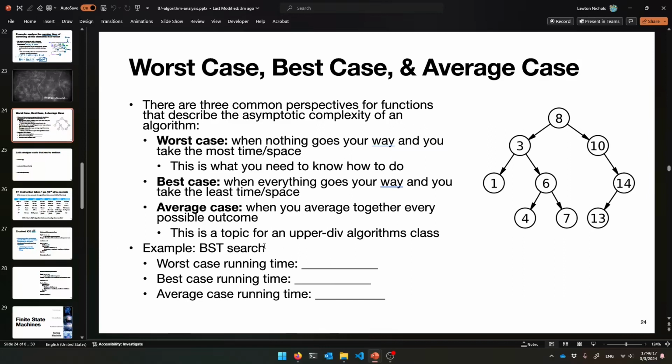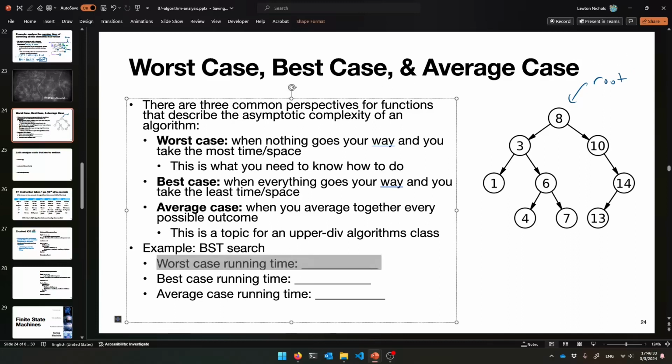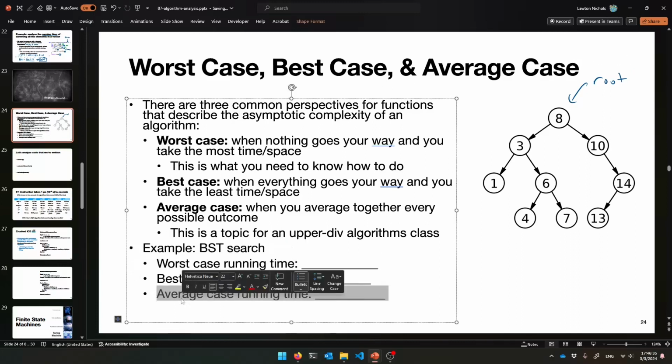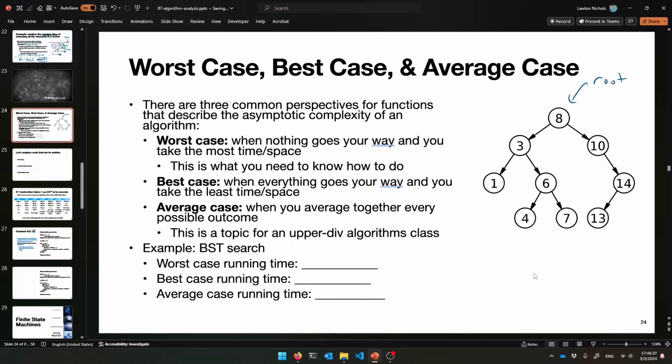So let's take these ideas and bring them back to something we understand: binary search tree search operations. Here's an example binary search tree. It's got a root. Let's think about the worst case, best case, and average case running times. What's the worst case running time for searching for something in a binary search tree?